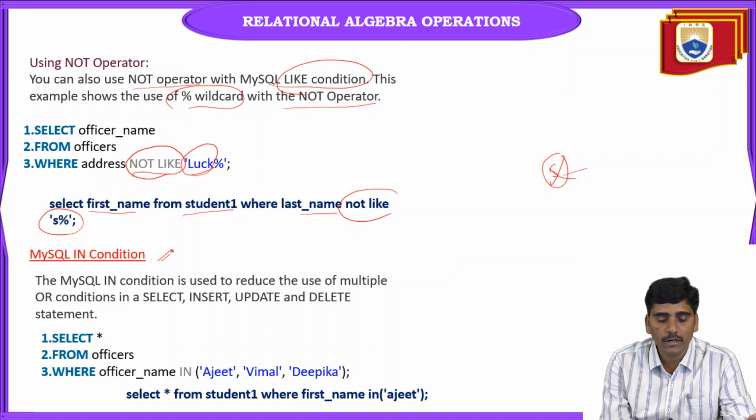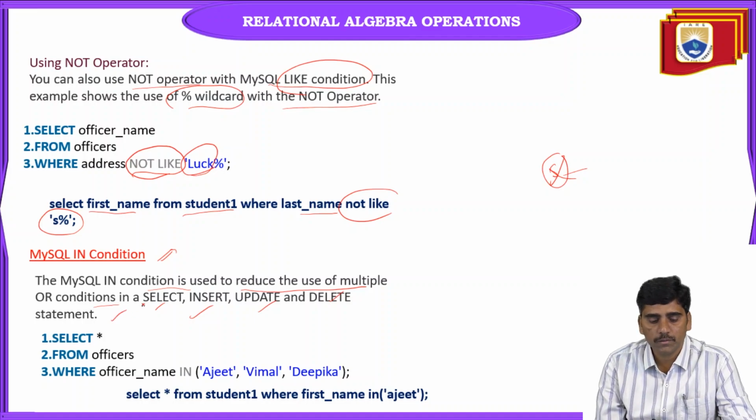And the MySQL in condition. The MySQL in condition is used to reduce the use of multiple OR conditions in select, insert, update, and delete statements. Instead of using multiple OR conditions, we can use the in condition. It checks whether the in condition values exist or not. If they exist, it displays the values. If not, it does not display the values.